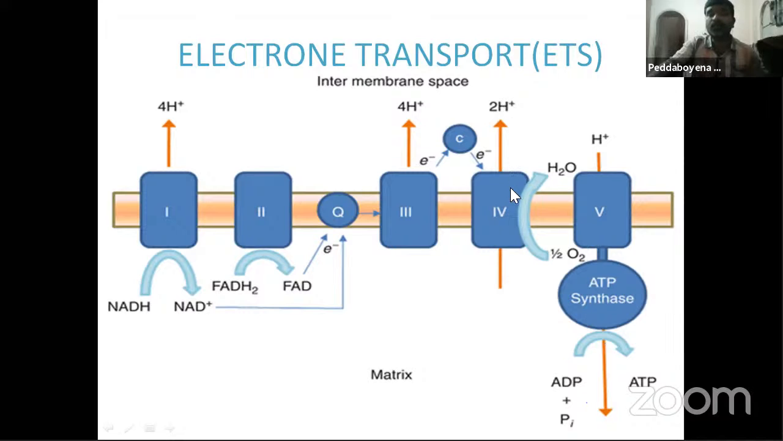So the remaining 2 protons are added to the oxygen and form the water molecule. Here the remaining 2 protons are consumed for the formation of the water molecule. So this is the end. From complex 1 to complex 4, the end product we get is the water molecule.